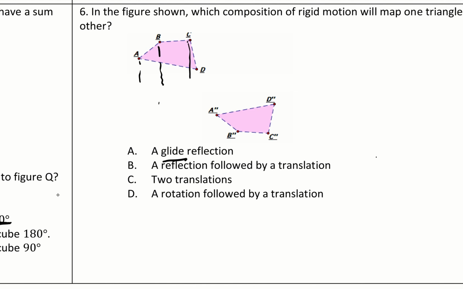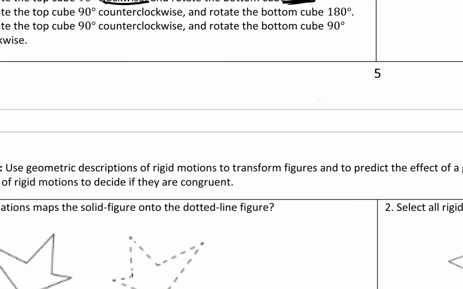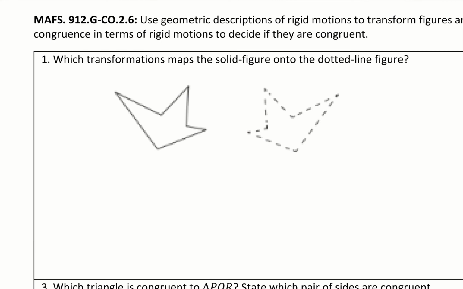I can do a reflection and then move it to the right and down. That would work, but that would be different, right? That would be a reflection followed by a translation. So that would be true. I can reflect it, so I get that same shape, and then I can move it to the right and down. That would be correct. Two translations would not work here. As you see, we have to flip it. Rotations will not work here as well. If you try to rotate it, there's no way you can align that to make it work. All right, so that is it for that section.